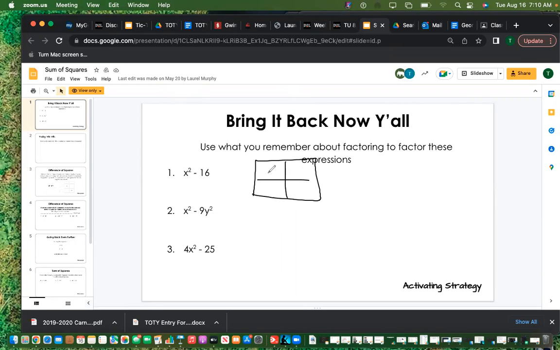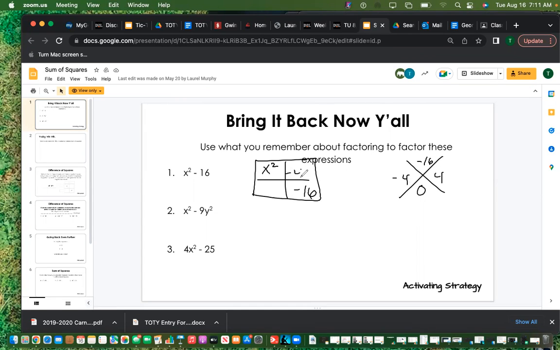We can put the first term in the first box. And why am I putting negative 16 right here? Because that's the last term, that's our C term, right? So what's our B term then? 0. So what two numbers can I multiply together to get negative 16, but add together to get 0? Negative 4 and 4.